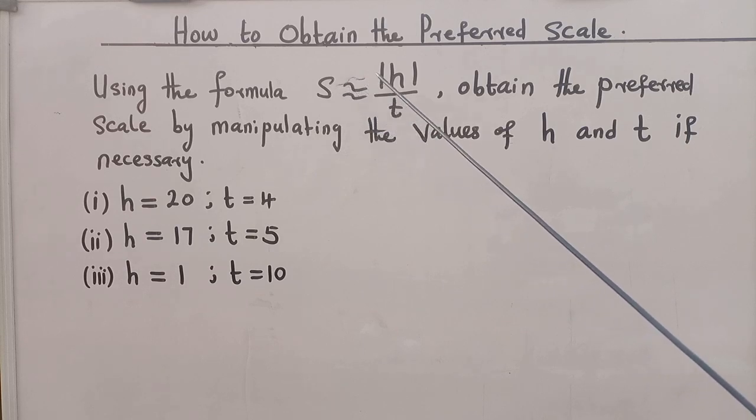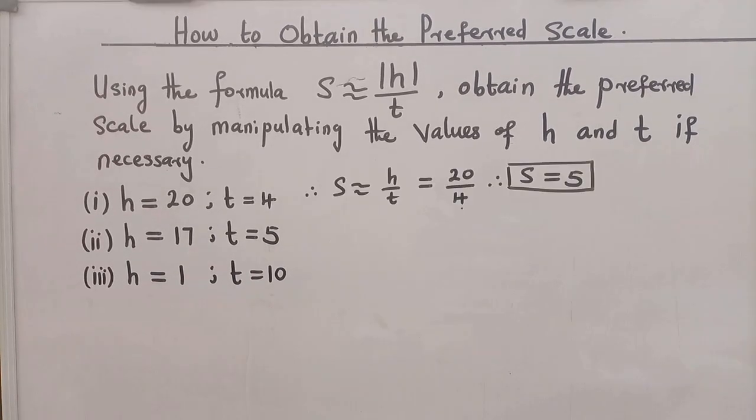S is approximately equal to H over T. Do it first without manipulation to check whether what you're going to get fits into the array of acceptable or usable scales. Let's see how to go about this one first. For it, the scale, that is S, is approximately equal to H over T, where H is this 20 and this T is this 4. So 20 over 4 is equal to 5. Therefore, the scale is equal to 5.